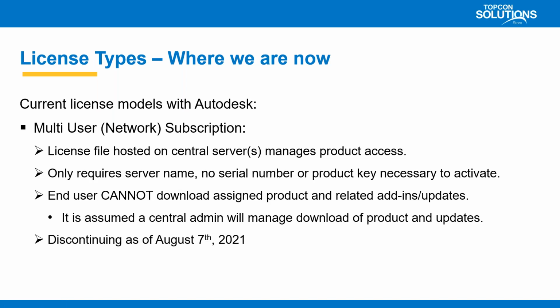The new note, and we'll cover this a little bit towards the end of the presentation when we open up for questions: the multi-user network subscription licenses will be discontinuing as of August 7th, 2021. That date had been moved due to the current shelter in place, and it may still be subject to change, but as of right now, Autodesk has officially announced that as of August 7th, 2021, multi-user network subscriptions will be going away.